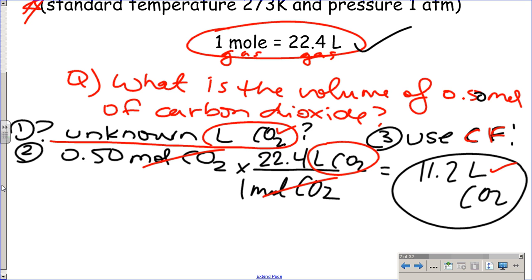Yes, sig figs, thank you. So 2 sig figs, 3 sig figs. This gets rounded to 11 liters. Good call. Okay, let's go do some real problems now.